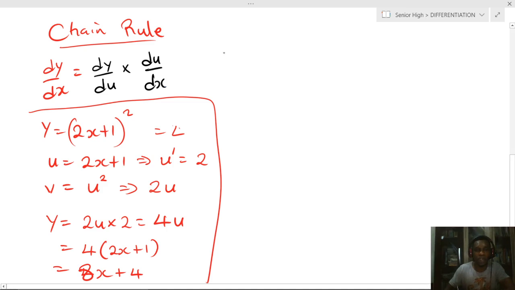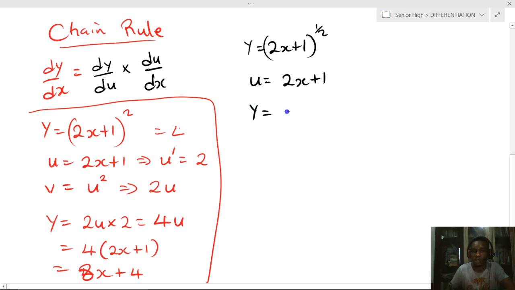Now let me give myself a question, like the one I gave. Say y is equal to 2x plus 1 raised to the power of 1 over 2. How do we solve for this particular case? Now I can say let my u be equal to 2x plus 1, and therefore my y is equal to u raised to the power of 1 over 2. In the other case I used v, but let me now use y since I'm working my chain rule.